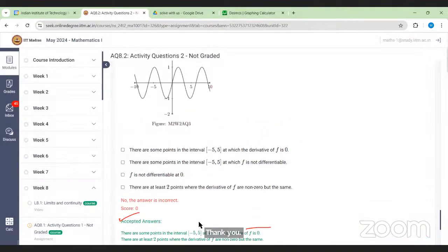Yeah, this option is correct. She is asking why it is correct. Oh, why it is correct. Sorry. So see, this is nothing but a sine function, right?